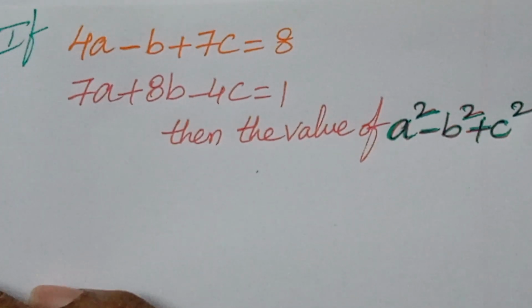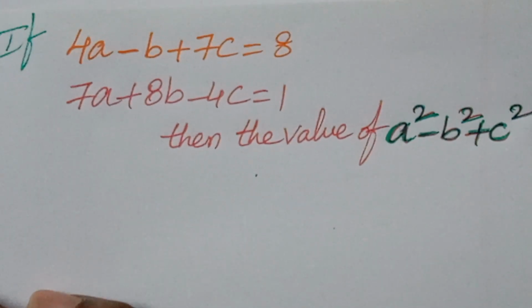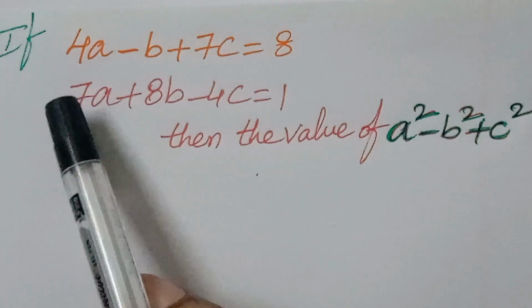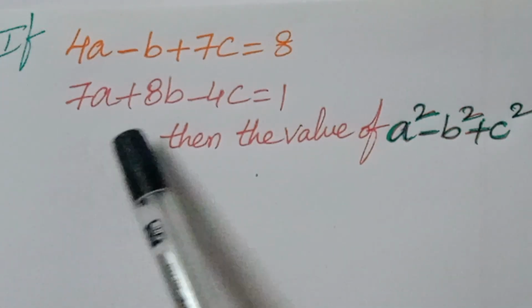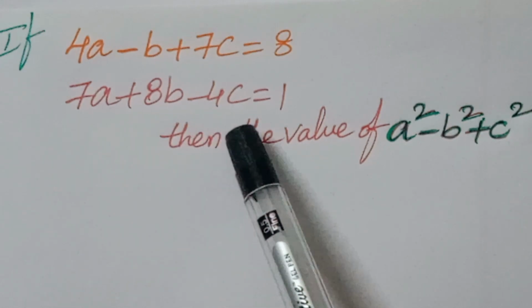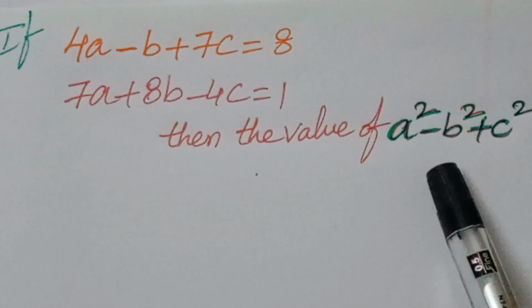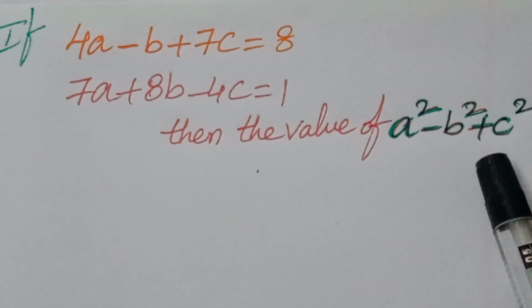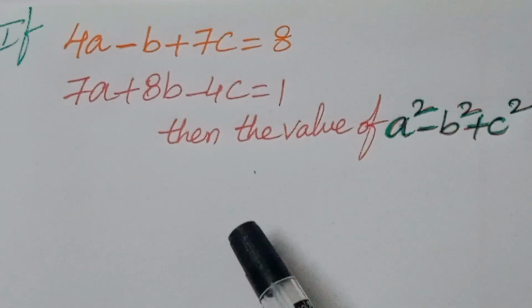Today we are looking at one logical problem. The question is: given that 4a minus b plus 7c is equal to 8, and 7a plus 8b minus 4c is equal to 1, find the value of a square minus b square plus c square. So here some logic is there, that's why this problem is selected.